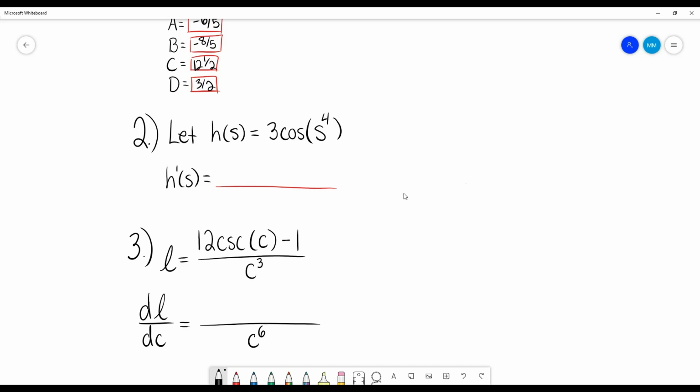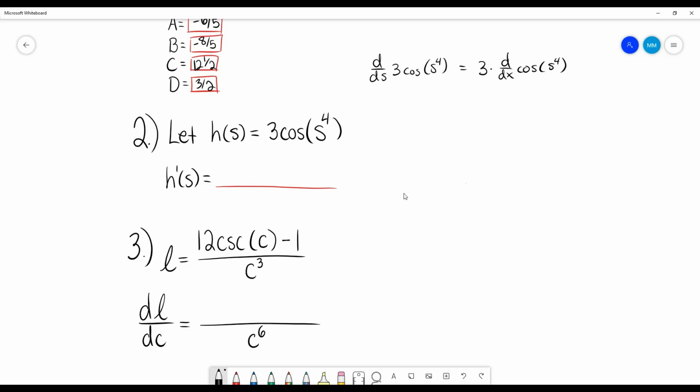So if I want to find the derivative of this, remember it's going to be a coefficient times the derivative of whatever that inside is. So I can rewrite that as 3 times the derivative of cosine of s to the fourth. And now I just need to figure out what this derivative is.